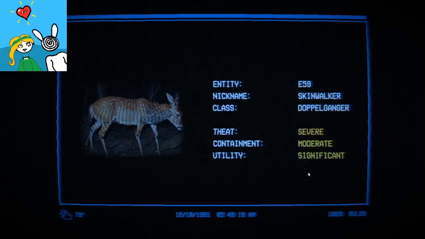Entity, E59. Nickname, Skinwalker. Class, Doppelganger. Threat, Severe. Containment, Moderate. Utility, Significant. Skinwalkers are ancient shapeshifters usually taking the form of animals and uncommonly humans, stealing their skin in the process. Skinwalkers are incredibly violent and when killed leave behind nothing but their body vector.